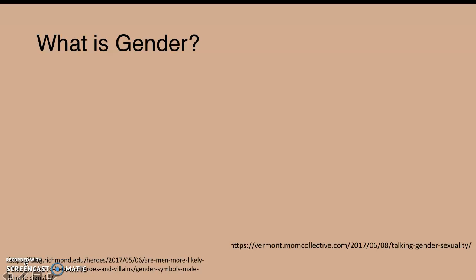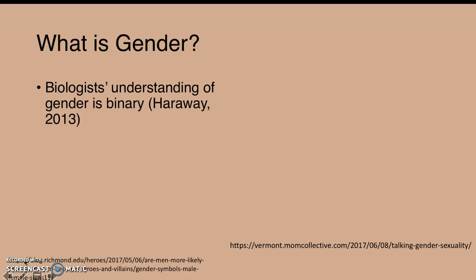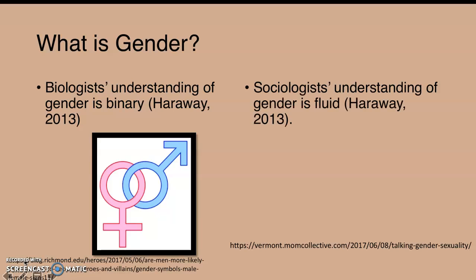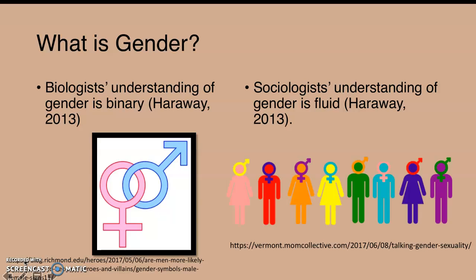It's helpful to first understand what is gender. Biologists typically understand gender to be binary. So we have men and we have women, correlating with male sex and female sex. The social scientists understand that gender is fluid, and there can be a variety of gender identities that are not necessarily determined by a biological sex.